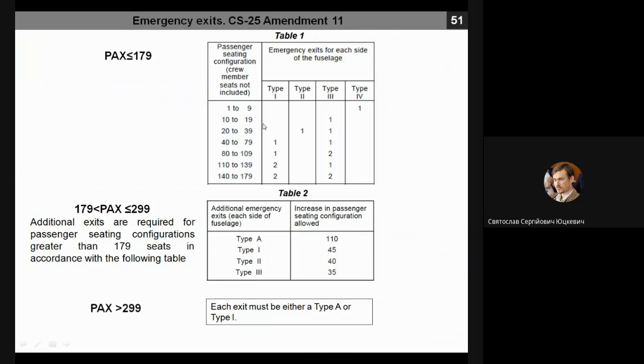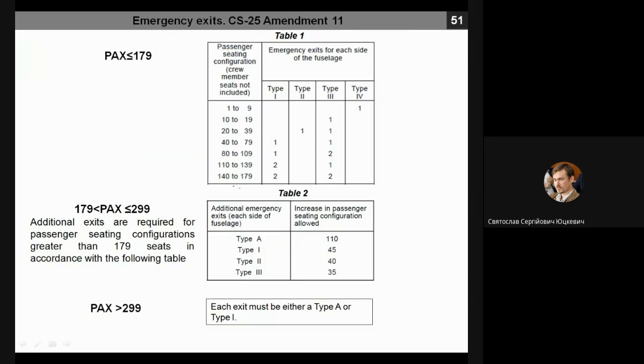And then from 10 to 19, type 3, and then you could see from 20 to 39 it will be increased, and you will use two type of the doors. Then for maximum 179, for sure it must be type 2, type 1 emergency exit, and double type 3, like on Airbus 320 or Boeing 737, where we have double type 3 emergency exit over the wing.